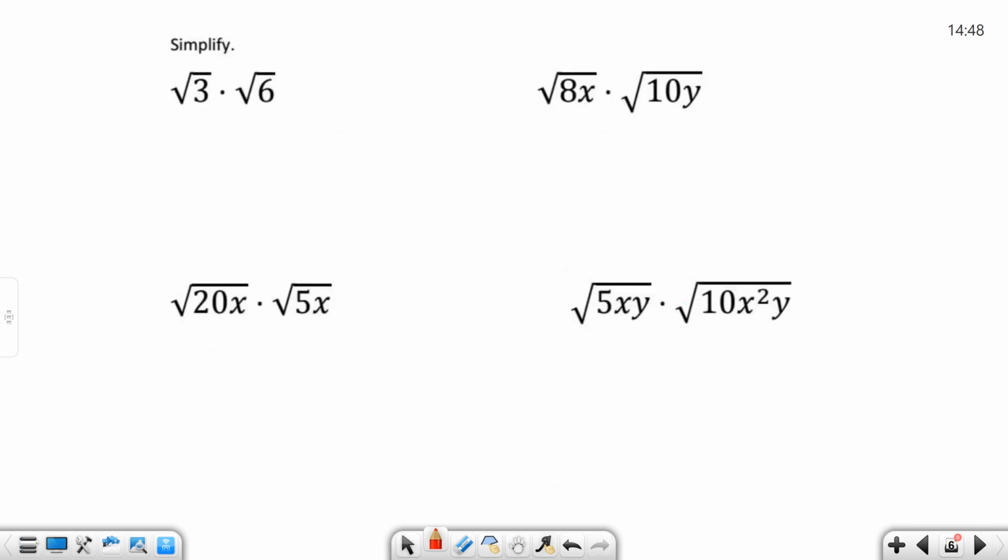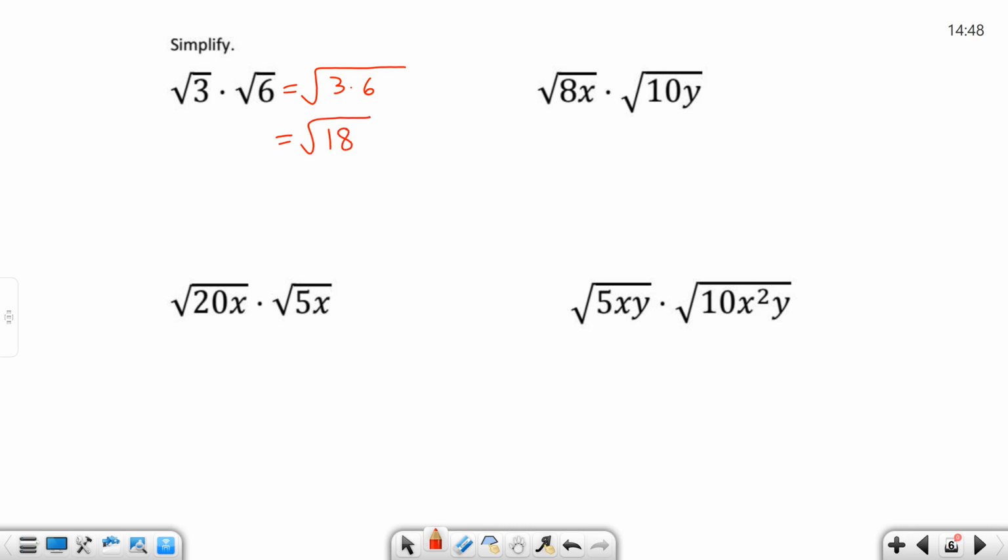So here, let us simplify this: the square root of 3 times the square root of 6. Again, these are both under the same index. If there's nothing written there, they're square roots. This is the square root of 3 times 6, which is the square root of 18.